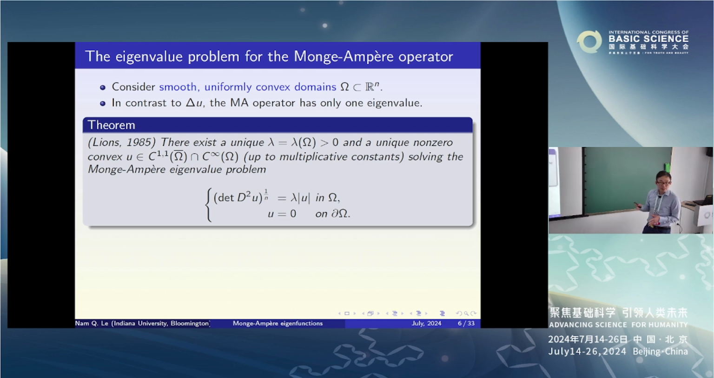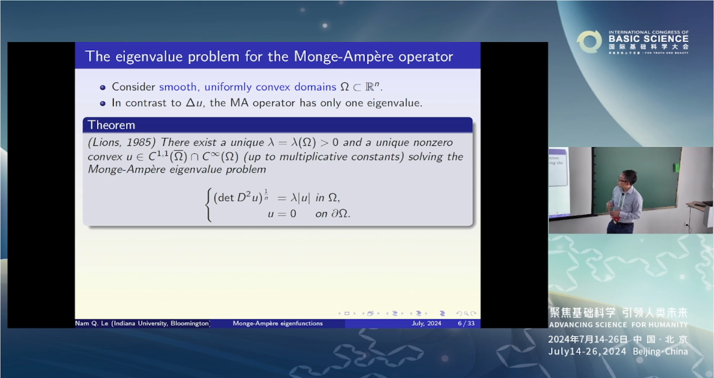All right, so in contrast to the case of the Laplace operator, the Monge-Ampere operator has only one eigenvalue. That was proved by Lions about 40 years ago. He showed there is a unique number lambda, depending on the domain omega, and a unique non-zero convex function u solving this Monge-Ampere eigenvalue problem. Because both sides of this equation scale linearly, the uniqueness of the non-zero convex function u must be understood up to a multiplicative constant. That's one fact. The number lambda here is called the Monge-Ampere eigenvalue of the domain omega, and the function u is called the Monge-Ampere eigenfunction of the domain omega.